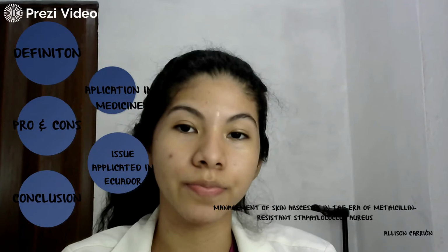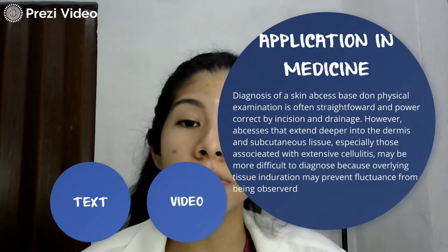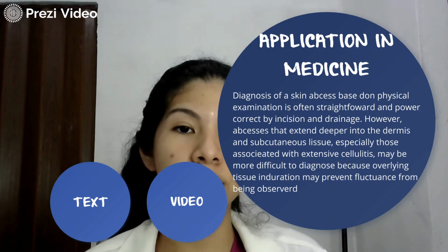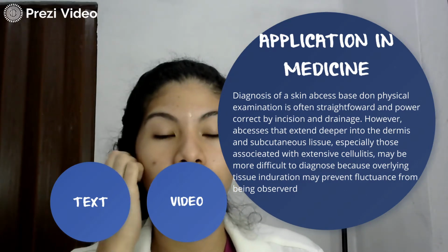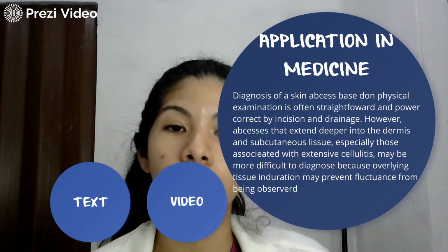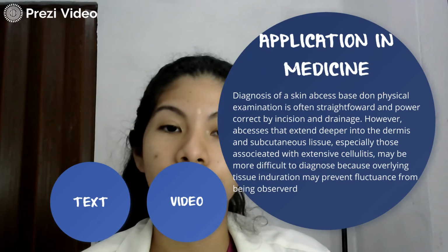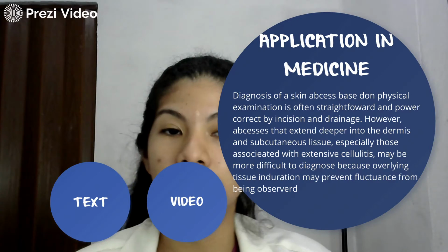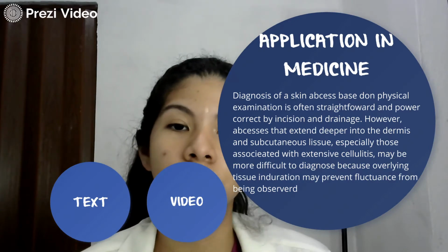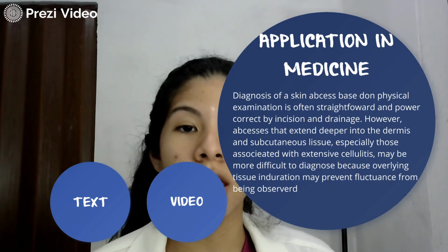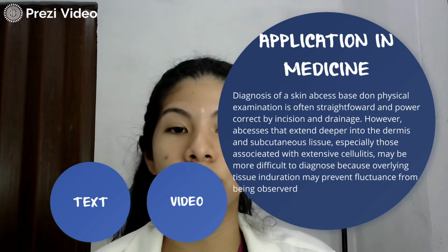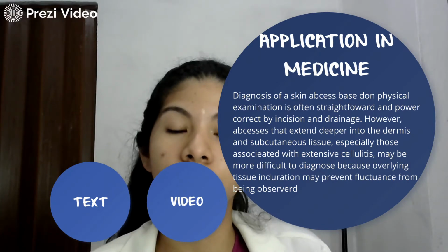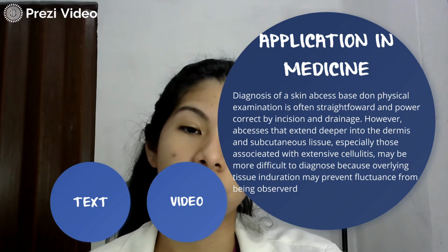In application of medicine, diagnosis of a skin abscess based on physical examination is often straightforward. However, as the abscess expands deeper into the dermis and subcutaneous tissues, especially those associated with extensive cellulitis, it may be more difficult to diagnose because overlying tissue induration may prevent fluctuance from being observed.